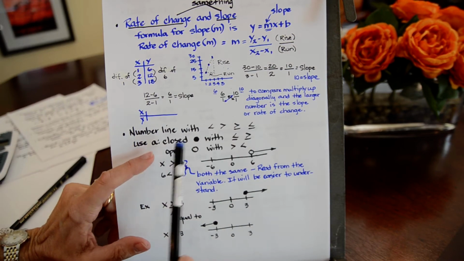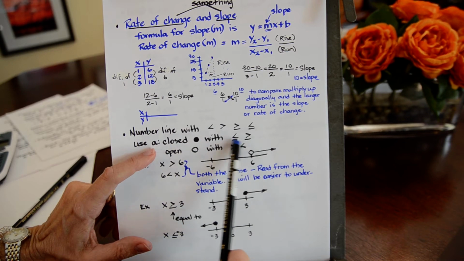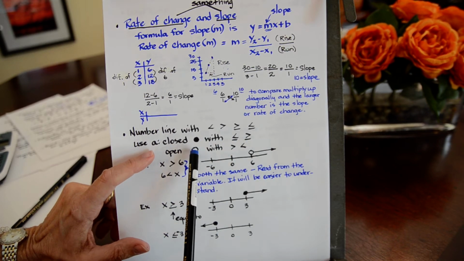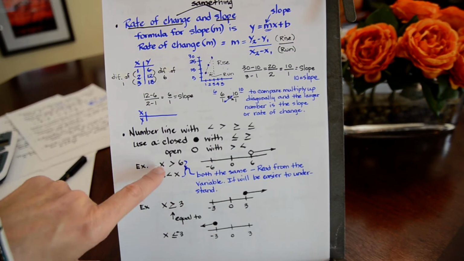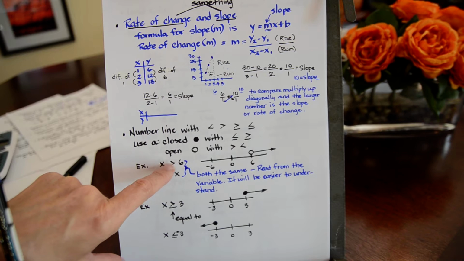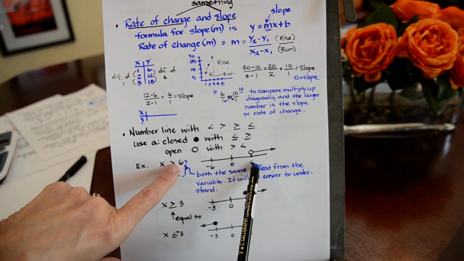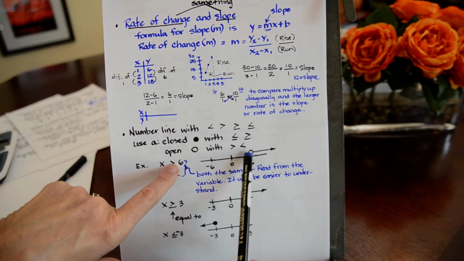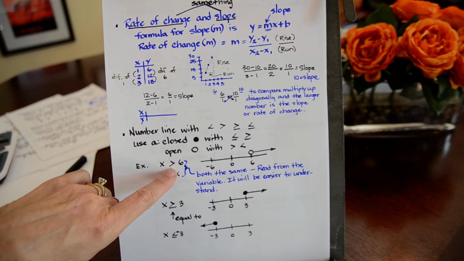If you have the equal sign involved, use the closed circle. Use the open circle if you do not. Okay, here's an example. We have x is less than 6. So here's my number line. It's a positive 6, so I locate my positive 6. I want to go ahead and draw an open circle because I do not see the equal sign.